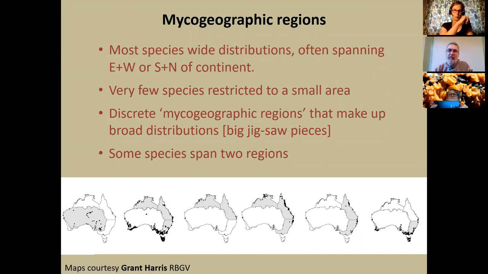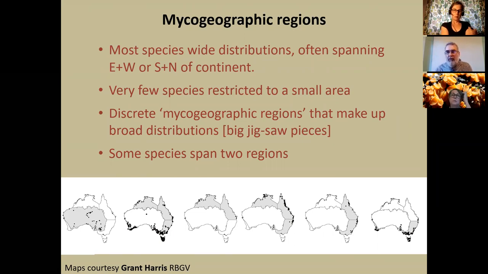And so there seem to be these discrete regions, and different bits of those jigsaws make up the broad distributions. And many of the species span different regions. And really, there's very little evidence so far of fungi that have quite small distributions within these bits of the jigsaw. Now, it could be that they're the rare ones we haven't found yet. So we have to keep an open mind. But on the whole, most of the fungi have these wide distributions.